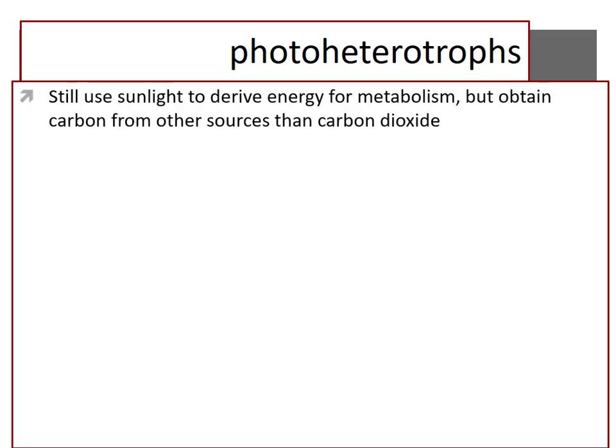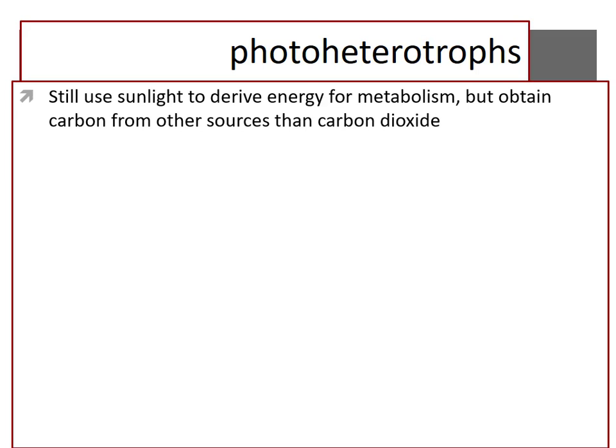Last group is photoheterotrophs. So where do they get their organic carbon? They get it from outside their cell. Where do they get their energy? They get their energy from sunlight, not from breaking down chemical bonds. This is kind of a weird group. So they're going to use sunlight for energy.